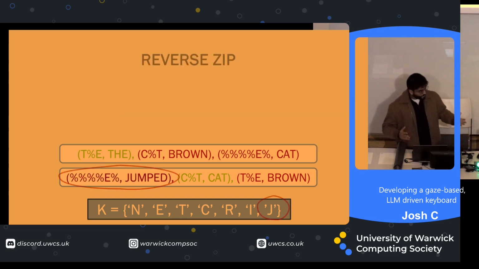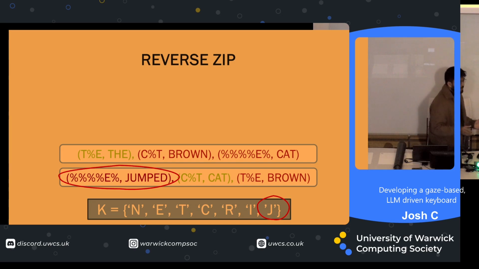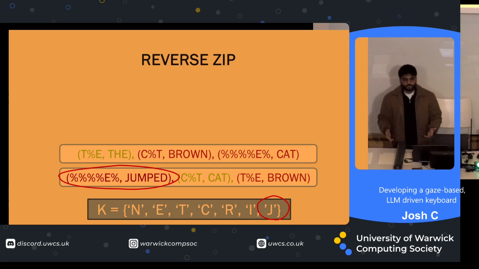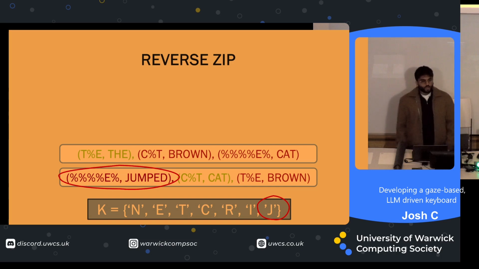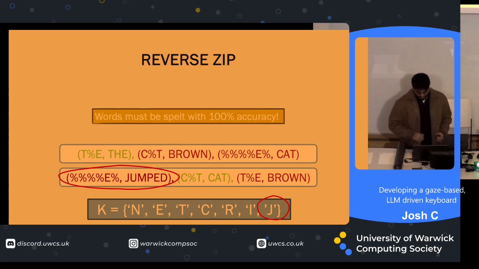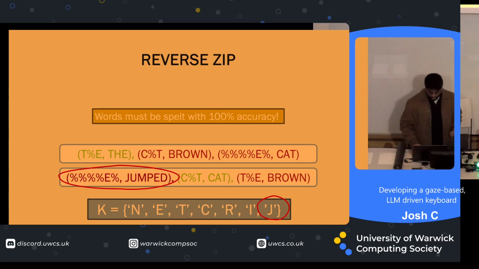Now, some of you may have noticed "jumped" isn't actually correct. Again, using that assumption about wildcards, we can prove it because J is on our keyboard. So we make that assumption that the user would have used J if it was there. This is obviously a limitation, and if any of you are looking to explore this further, please try and fix this. Okay, so yeah, again, words must be spelled with 100% accuracy.